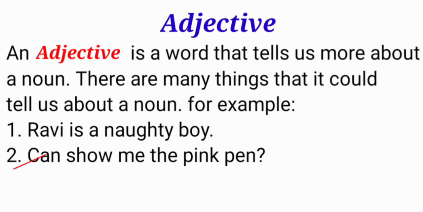Now we will see the second sentence. Can you show me the pink pen? In this sentence the word pink is used as an adjective. Here the question arises, which pen? So here, the pink pen. Can you show me the pink pen? In this sentence pen is a noun. An adjective is telling about a noun.